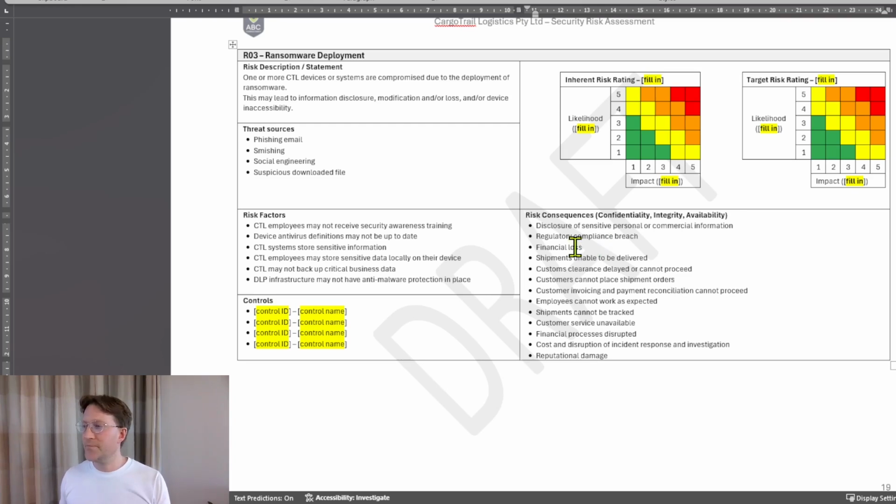So in this situation, you could still have the disclosure of information. You could have compliance breaches, definitely financial loss if you had to, say, pay a ransom. We could have shipments unable to be delivered if the platform's not working, and all these other functions that all depend on the platform working properly. These are all still there. We still have the constant disruption of incident response, reputational damage, but it wouldn't make sense of that consequence around delivering to the wrong address. That just doesn't make any sense in the context of ransomware. So we've removed that one.